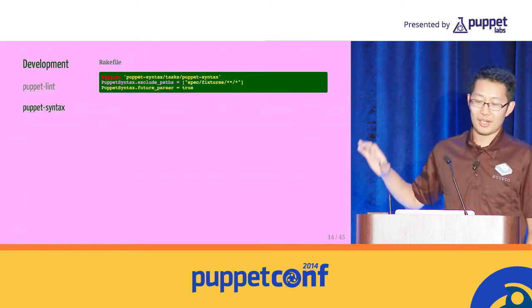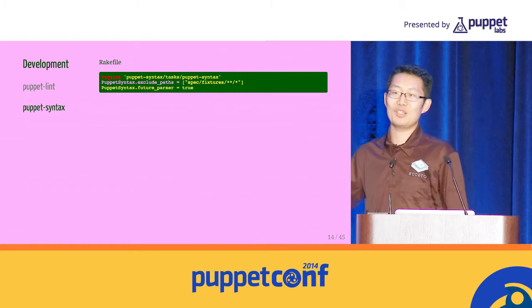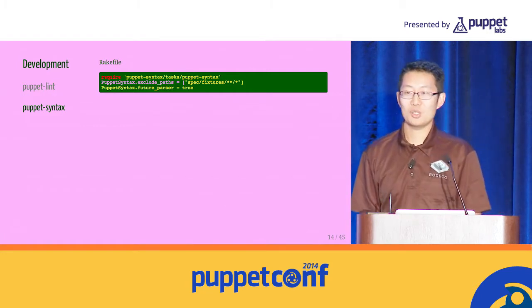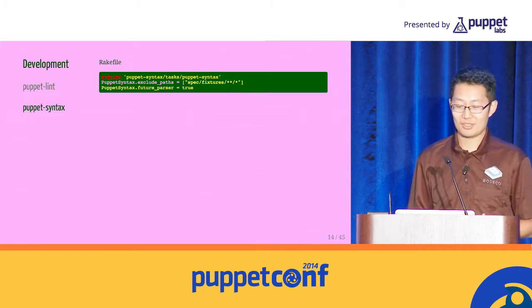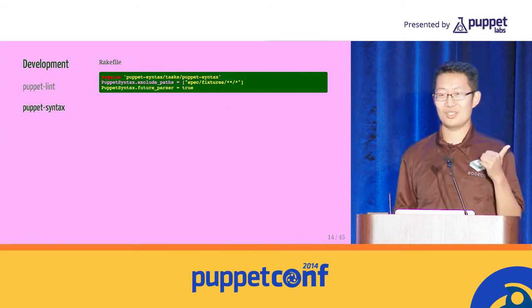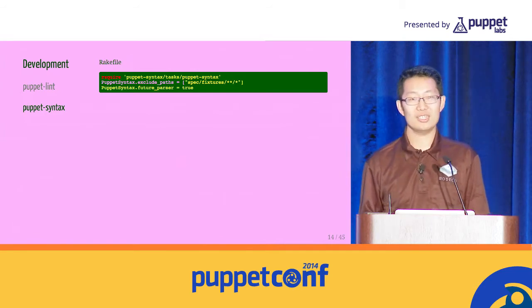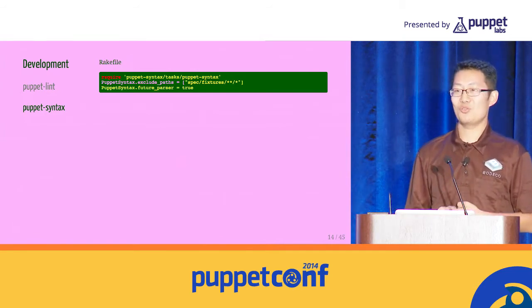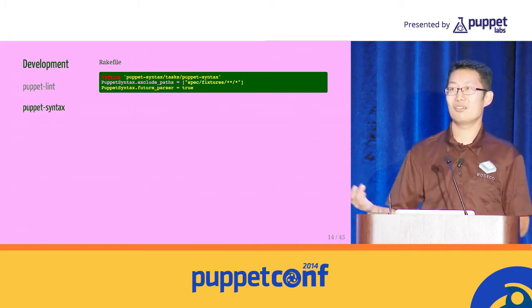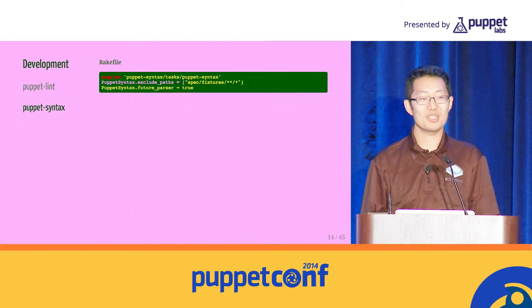And similarly, Puppet syntax is also available in a gem called, as you can see there, Puppet syntax. And you can include this, and this becomes available as a rake task. You can run it. Really, there's only two options that are kind of useful, I think. One is you can exclude files that it's checking. And the last one is if you're using future parser. So future parser is the new iterator and additional parsing option that's available in Puppet.